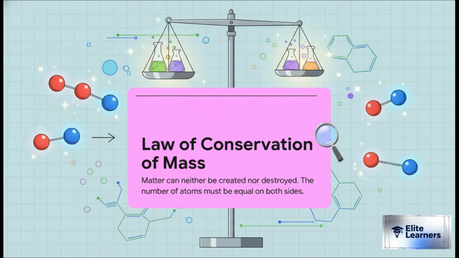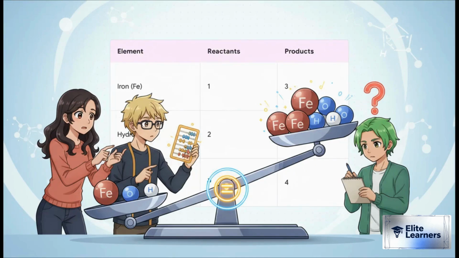All it says is that matter can't be created or destroyed. In a chemical reaction, all the atoms are just getting rearranged. So that means the number of atoms for each element has to be exactly the same on both sides of that arrow, no exceptions. Let's look at this example right here.